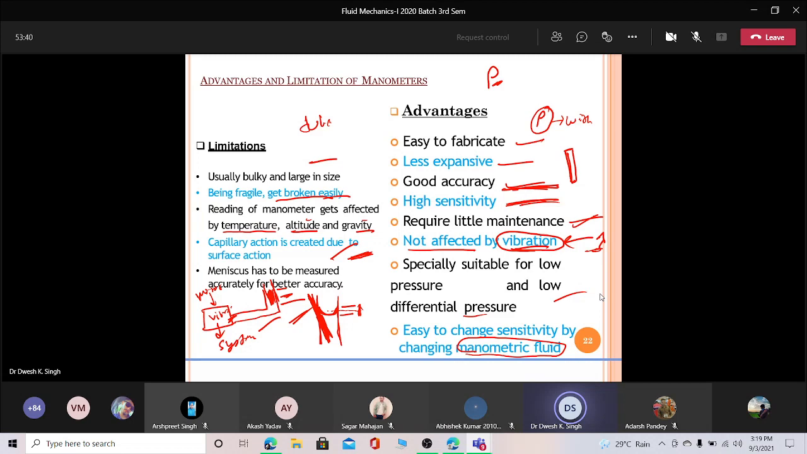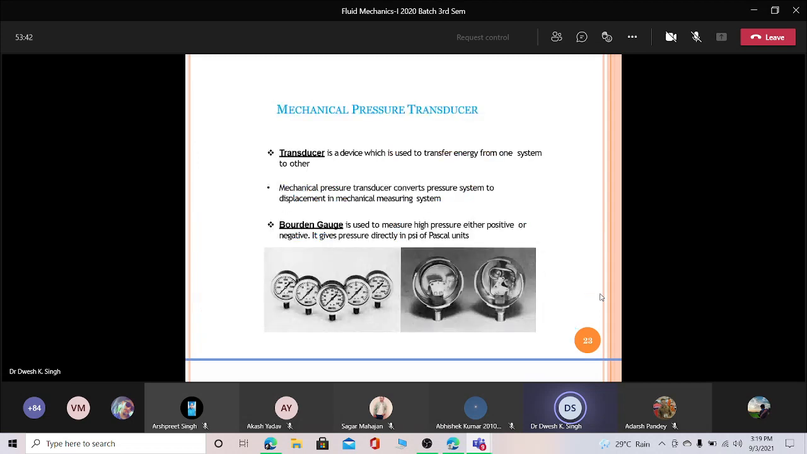Okay. So these are some of the limitations and merits of the manometer. Now we have the pressure transducer. As I told you, there is a mechanical system also. This is our mechanical system. This is our Bourdon gauge actually.